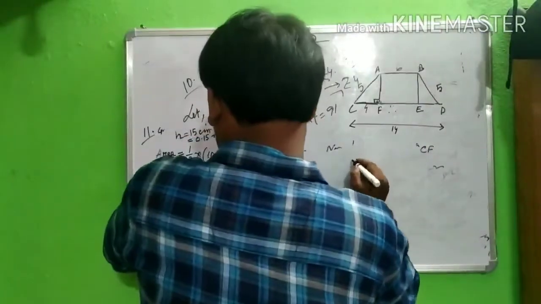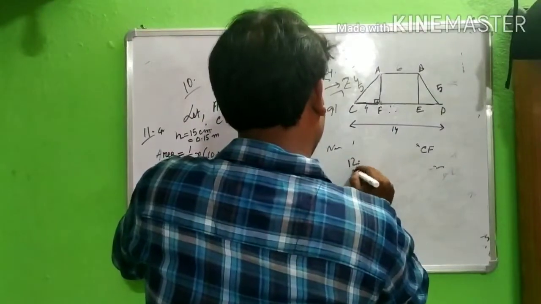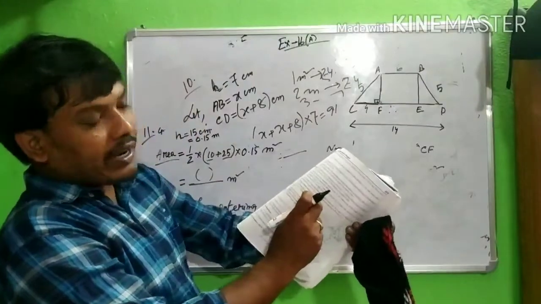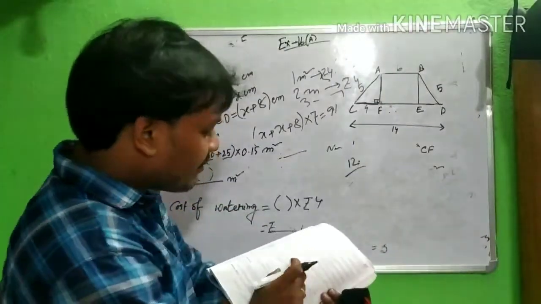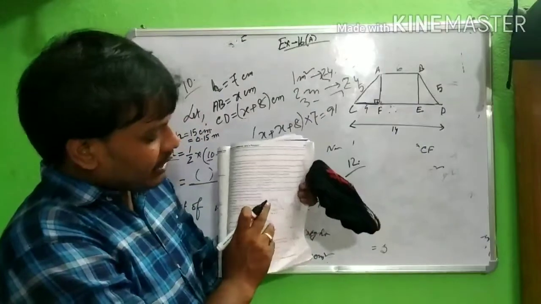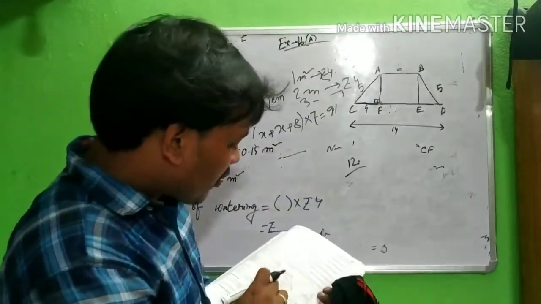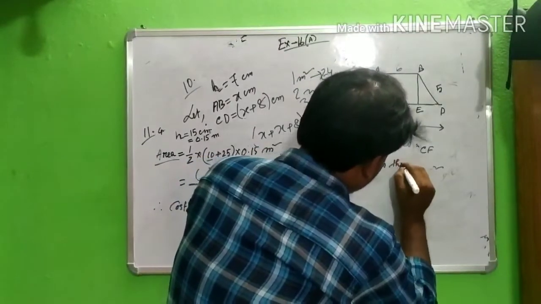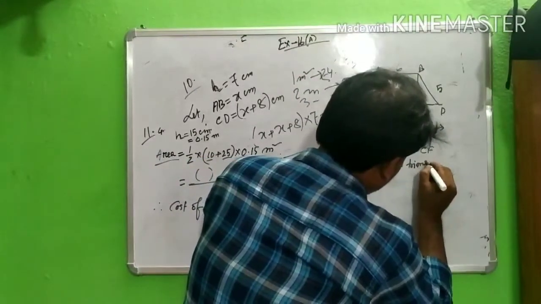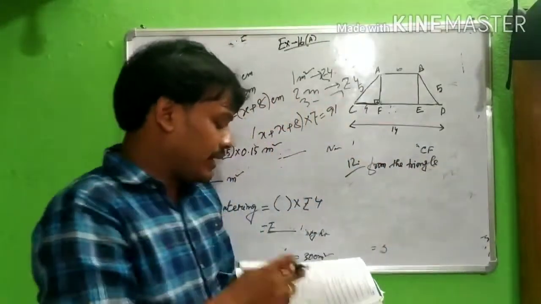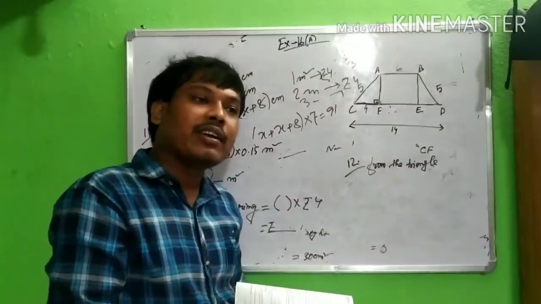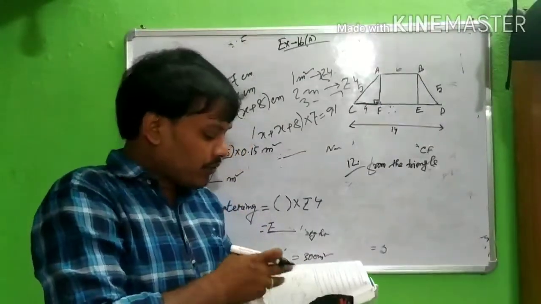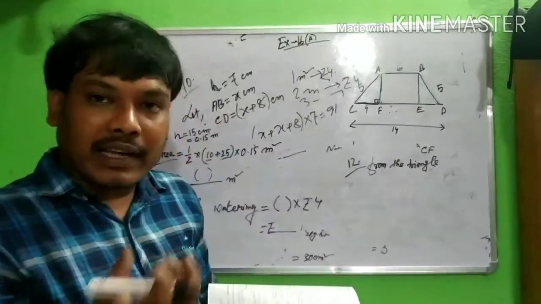12th number. From the triangle ACD we can find the value of AD, and AD is the height of the trapezium because it is the perpendicular distance. The parallel sides are also given in the question, so we need only the height. Directly the height is not given, but from the triangle ACD we can find the height.